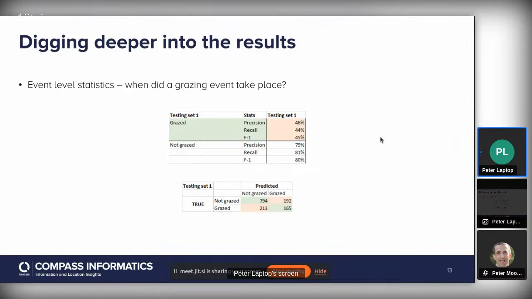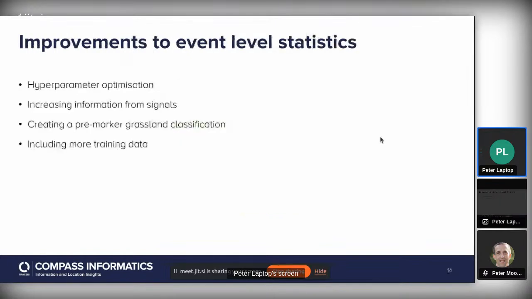The highest probability grazing event does usually correspond to an actual grazing event, but the lower probability grazing events, well, they have a lower probability and are more or more incorrect, let's say. Improvements can obviously be made then to the event level statistics, so getting the date right. I'd just like to name these four. There are more ways, of course.